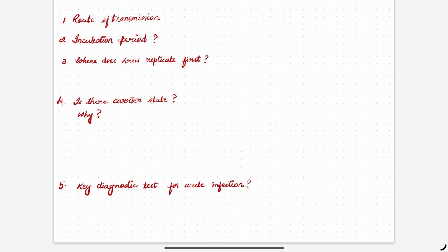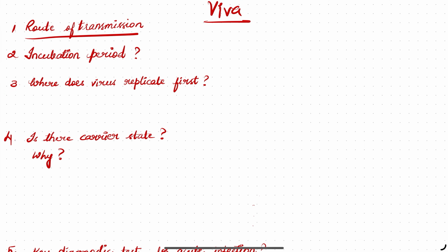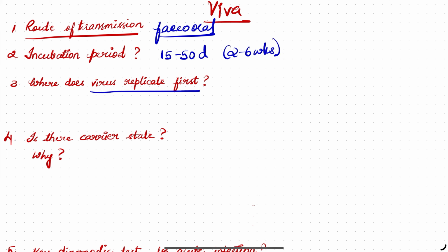So let us see a few viva questions that can be helpful for us. What is the route of transmission for hepatitis A? We have studied that it is the fecal-oral route of transmission. Incubation period is 15 to 50 days, roughly 2 to 6 weeks. Where does the virus replicate first? The virus first replicates in the oropharyngeal epithelium and the intestinal epithelium.